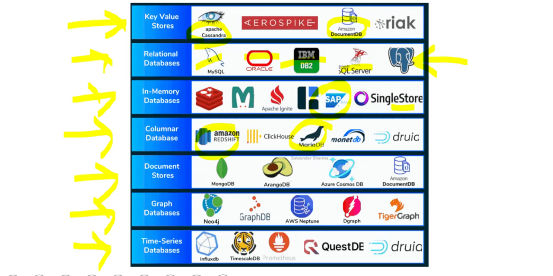Document stores. MongoDB, we all know very well. MongoDB helps increase performance. See, if you are building applications like Uber, then MongoDB, Cosmos DB is useful. Here Cosmos DB is also useful, and Amazon DocumentDB also falls under this one.